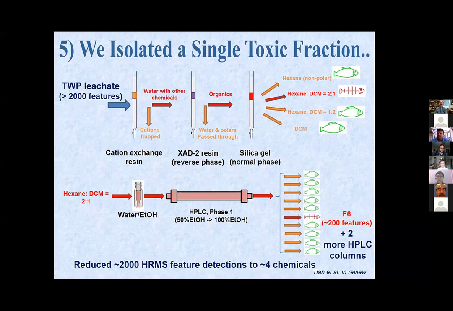And we followed this with two more HPLC fractionation steps where we created 10 fractions. So in our final fractionation, there are three HPLC columns in series. And through all that effort over those 2.5 years, we took those 2,000 features down to about 4 chemicals in the final toxic fraction.